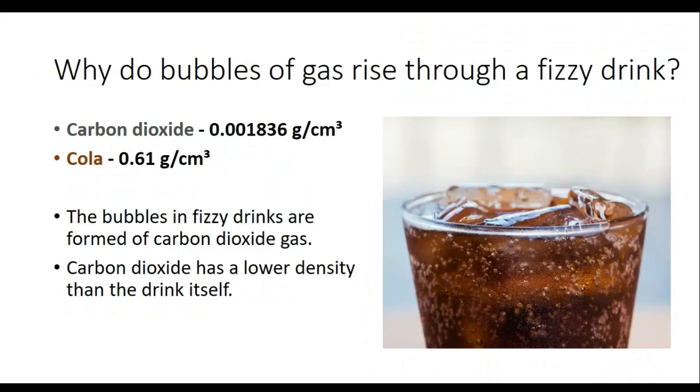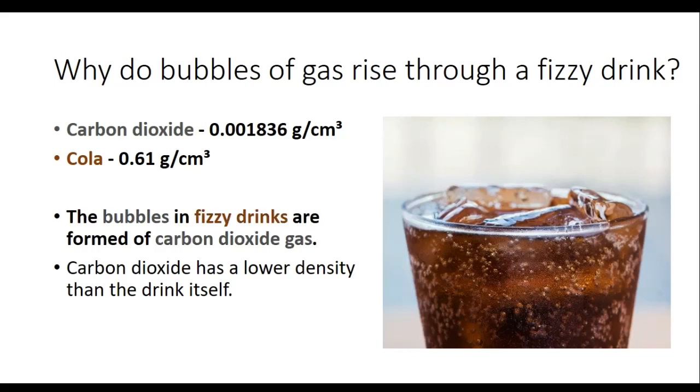Another question that we might ask is, why do bubbles of gas rise through a fizzy drink? This can be mostly explained by the density of the gas, so carbon dioxide, which makes up the bubbles, and then the density of the drink itself. So you can see the numbers on the top. Carbon dioxide has a density of 0.001836 grams per centimeters cubed, whereas cola, the drink itself, has 0.61 grams per centimeters cubed.